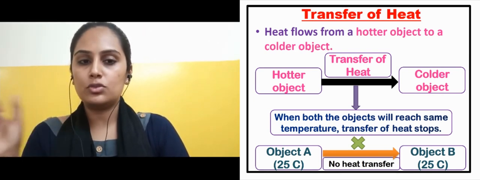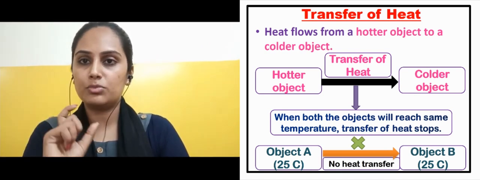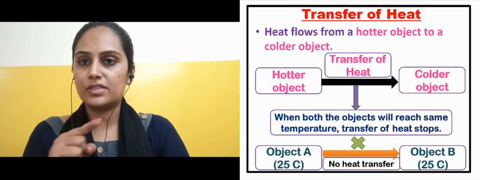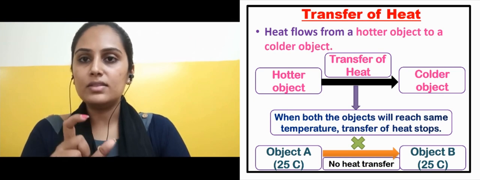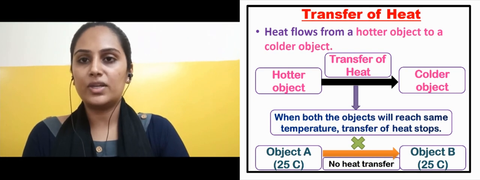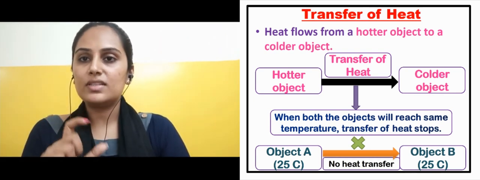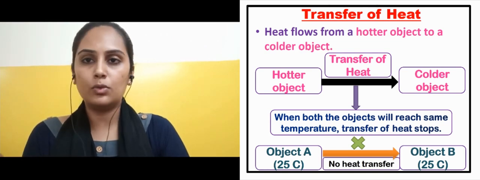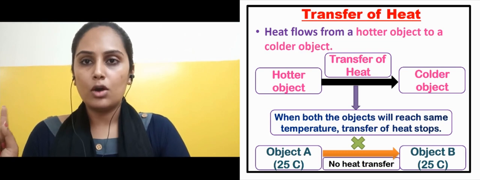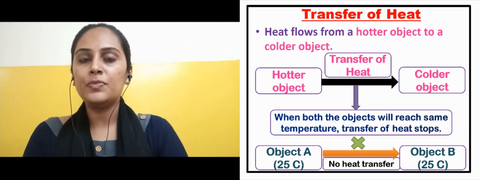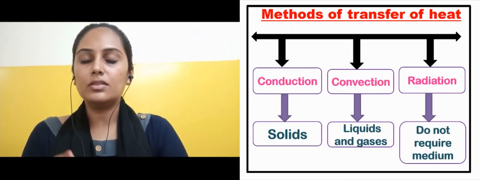Means there are two objects, one is hotter and one is colder. Suppose object A and object B. Object A is hotter and heat is going on transferring to object B, and once the object B temperature is same as object A, suppose object A temperature is 25 degrees Celsius, as soon as object B is at a temperature of 25 degrees Celsius, the transfer of heat will stop. There won't be any more transfer of heat from hotter object to colder object because both are equally hot.